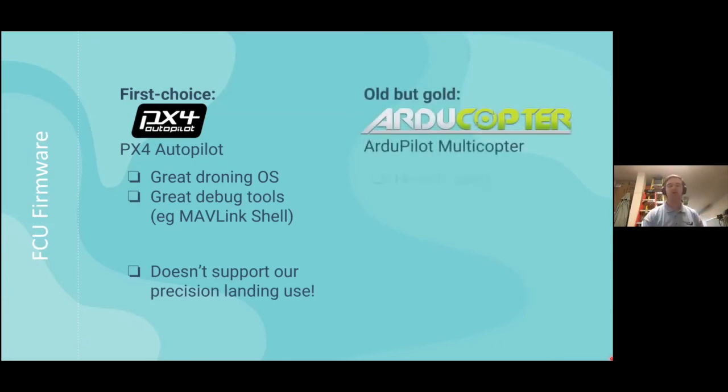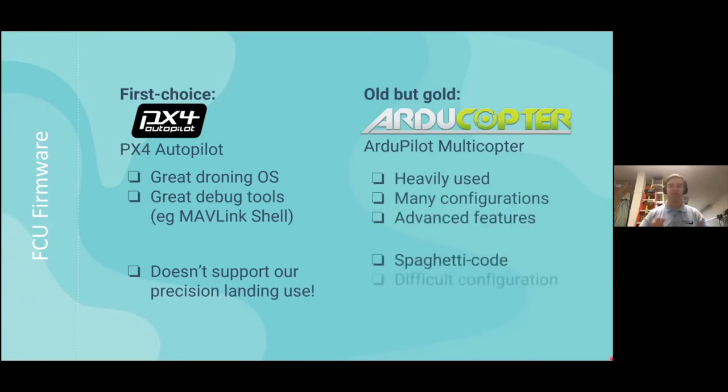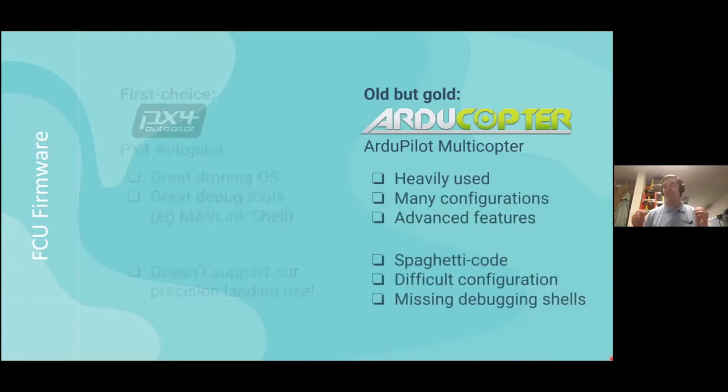Second, we chose ArduCopter, the multicopter autopilot from the ArduPilot series of autopilots. This is much more heavily used in industry, has many more advanced features and configurations, but it is slightly older, and its code base is basically spaghetti. There's all sorts of dependencies every which way. It's also missing useful debugging tools like the Mavlink shell, and we ended up having to use a post-hoc debugging process I'll go into in a moment.